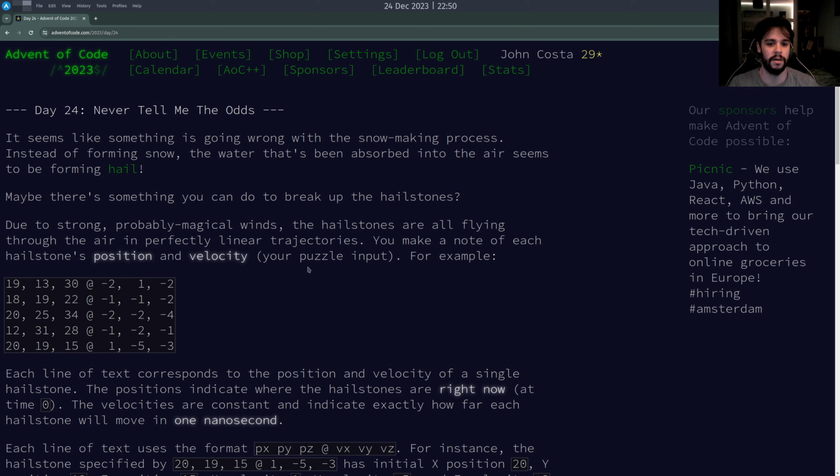It seems like something is going wrong with the snowmaking process. Instead of forming snow, the water has been absorbed into the air. It seems like it's forming hail. Maybe there's something you can do to break the hailstones, due to strong, probably magical winds. They're flying through their perfectly linear trajectories. I like where this is going. You make a note of each position and velocity.